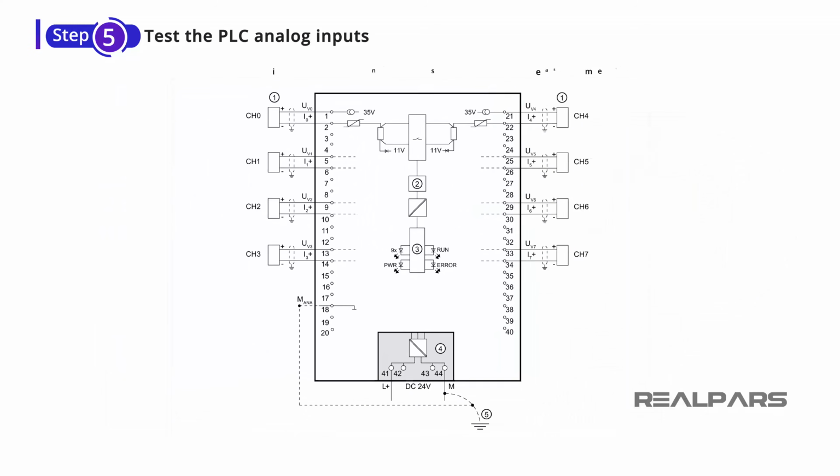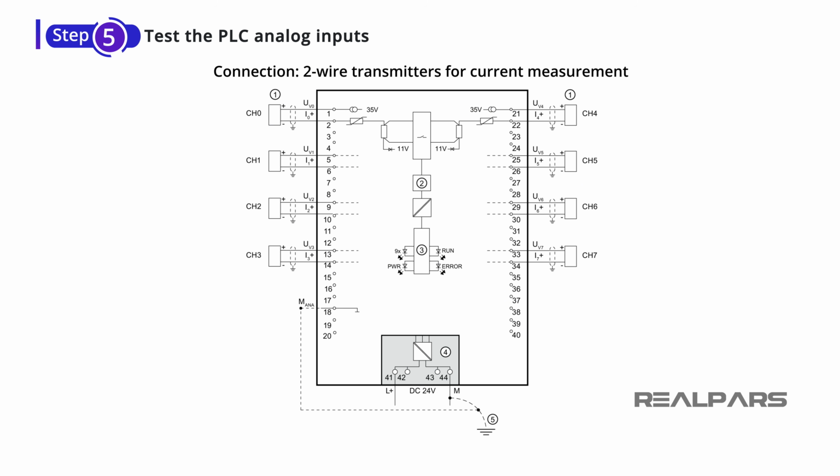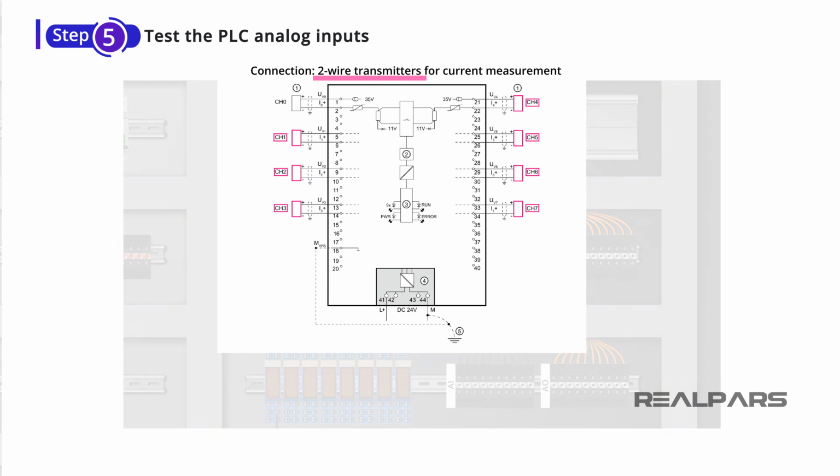Don't let all these elements that you see here confuse you. All you need to know here is that if you want to wire a 2-wire transmitter to this card, you simply need to connect the positive to terminal number 1 and the negative to the next terminal. The wiring is the same for the rest of the 2-wire transmitters.